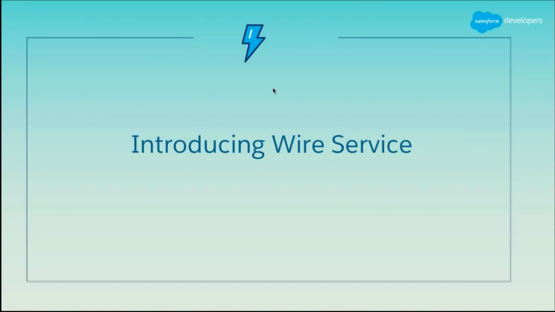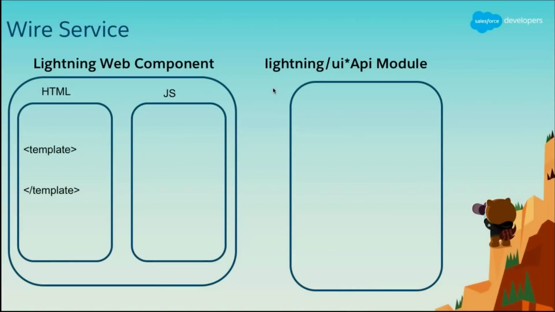So let's understand what a wire service is first, and then we'll see some examples in our demo and how to use this wire service. If you see this, you have a Lightning Web Component, which refers to a Lightning UI API module. In our very first webinar, in episode 1, we saw that any Lightning Web Component is made up of an HTML file and a JavaScript file. And whenever you want to use something, an external JavaScript, or even if you want to use your Lightning element there, you'll have to import it as a module. So you can import this Lightning UI API module in order to access data from the server.